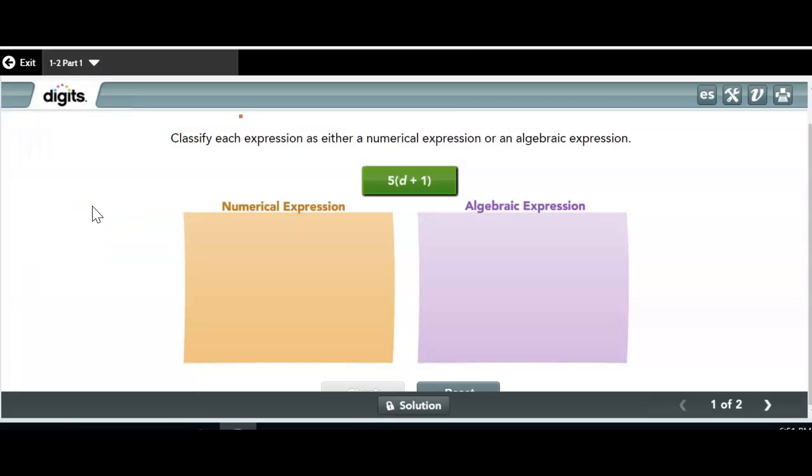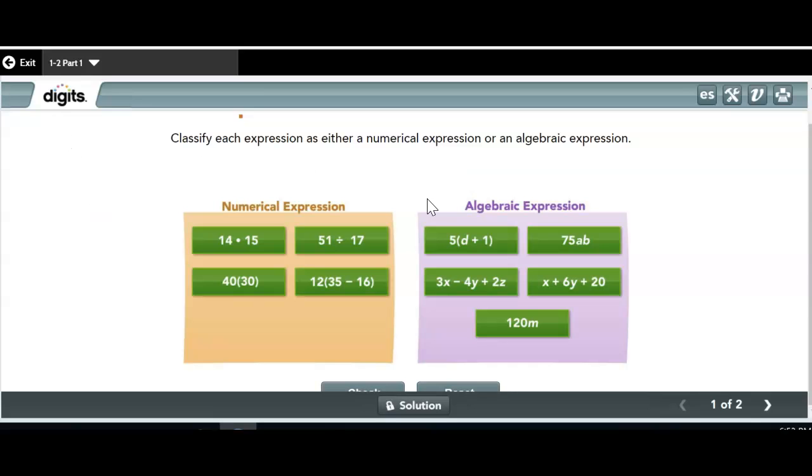Next, we are going to move into part 1 of your guided notes. It says label each expression with an NE for numerical expression and an AE for an algebraic expression. Remember, a numerical expression is going to have just numbers and operations. Algebraic expressions are going to have variables, which are letters, numbers, and operations. So go ahead and give those a try. Remember, NE stands for numerical expression and AE stands for algebraic expression.